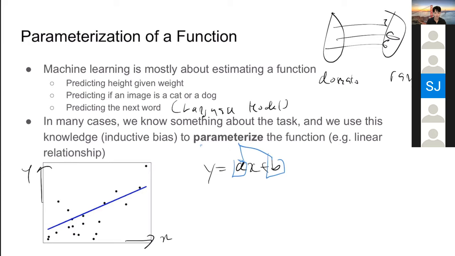And the reason why you could do this is because you had this inductive bias, or this knowledge that the input probably will have a linear relationship with the output.